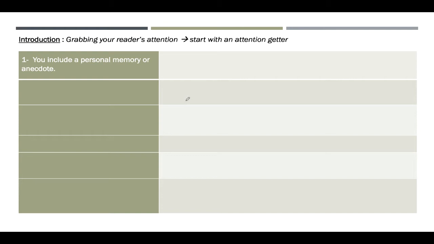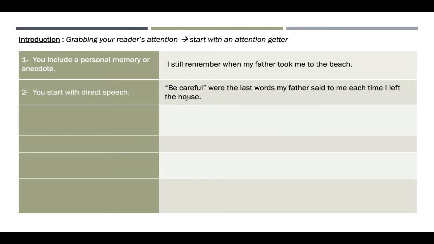Don't tell us about your life. This is not the point of a for and against essay. So for example, I still remember when my father took me to the beach. You see, that's very short. Or you can start with direct speech. "Be careful" were the last words my father said to me each time I left the house.